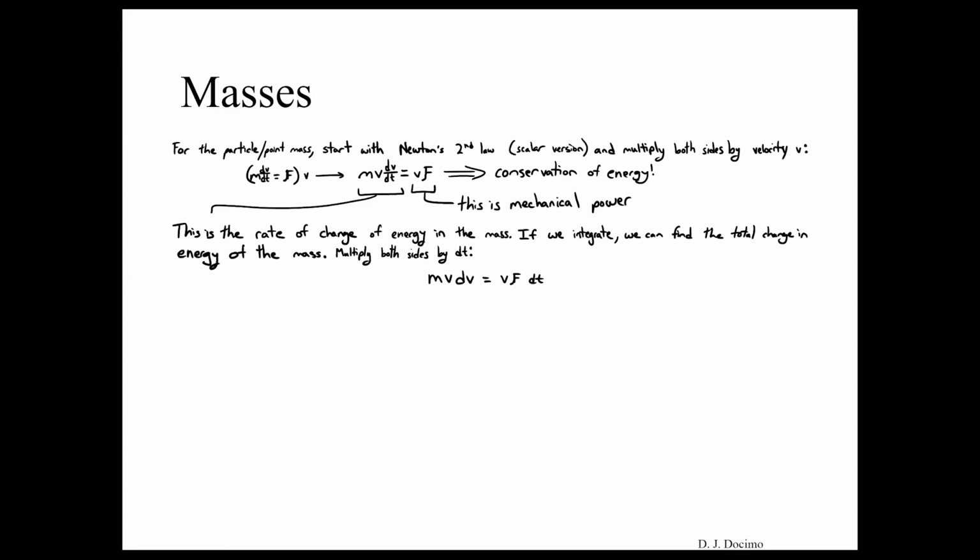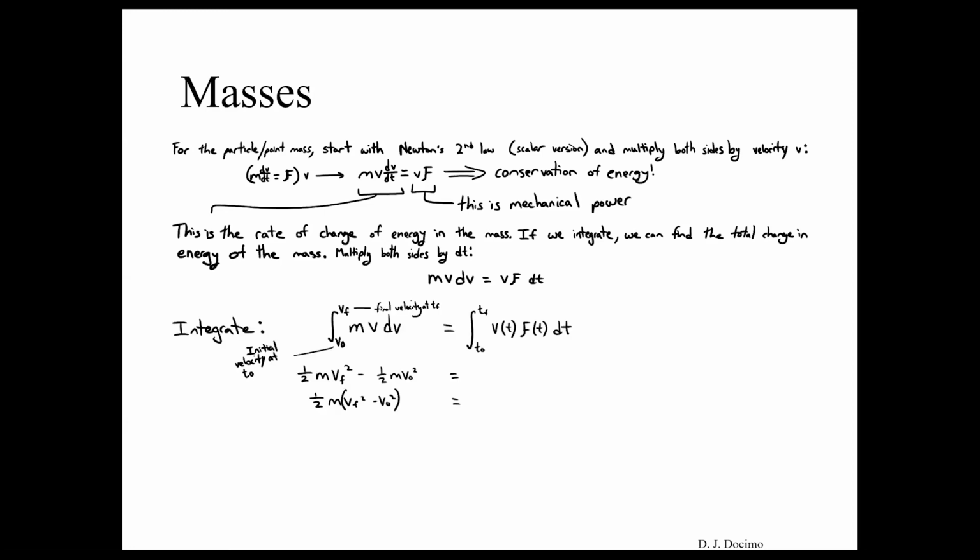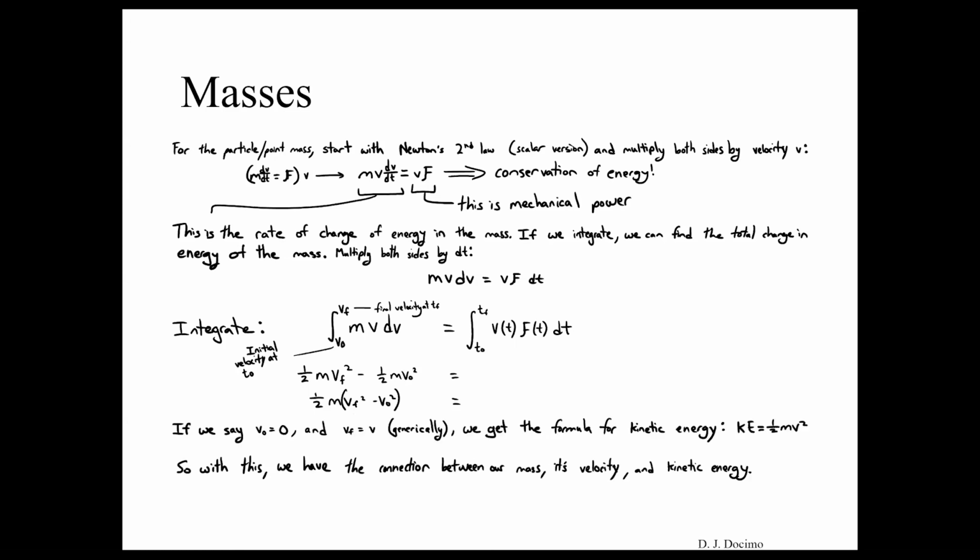So let's multiply both sides by dt and integrate from an initial time to a final time, which is the same thing as integrating on the left side from an initial velocity to a final velocity. We end up with 1/2 m times v final squared minus v initial squared. If we say v initial is 0 and v final is equal to v, just for a generic representation, we get the formula for kinetic energy: KE is equal to 1/2 times m times v squared. With this, we have the connection between masses, velocity, and kinetic energy.